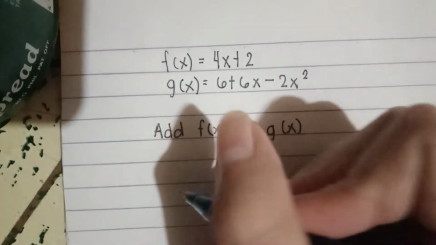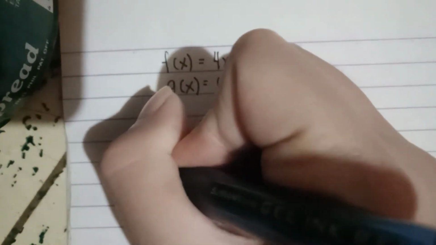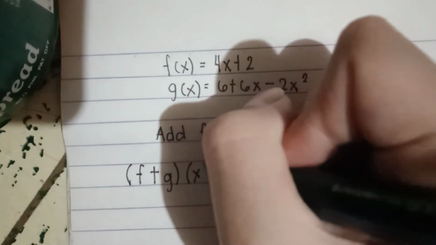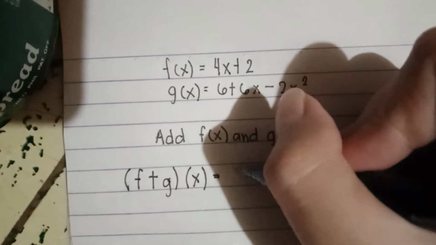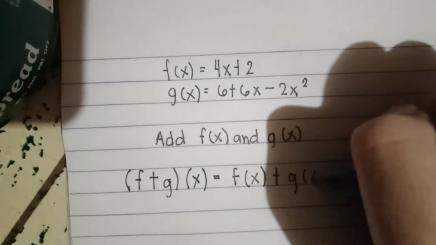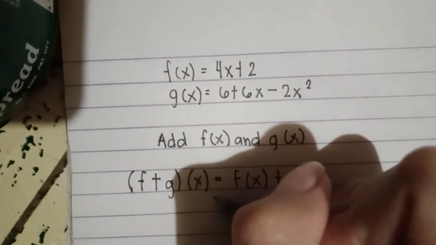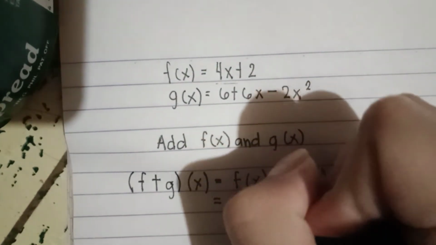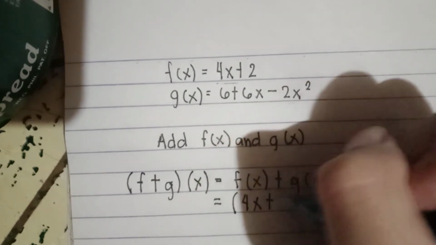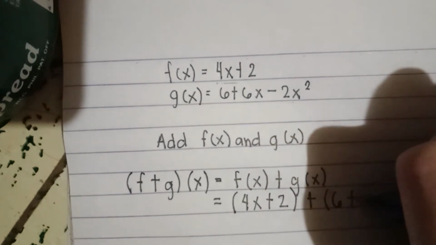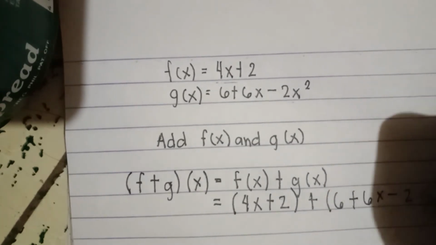We have here the function f of x equals 4x plus 2 and g of x equals 6 plus 6x minus 2x squared. Let's add f of x and g of x. The notation that we will be using is f plus g of x equals f of x plus g of x. Now let's substitute the value of f of x and g of x. Open parenthesis 4x plus 2, close parenthesis, plus, open parenthesis, 6 plus 6x minus 2x squared, close parenthesis.